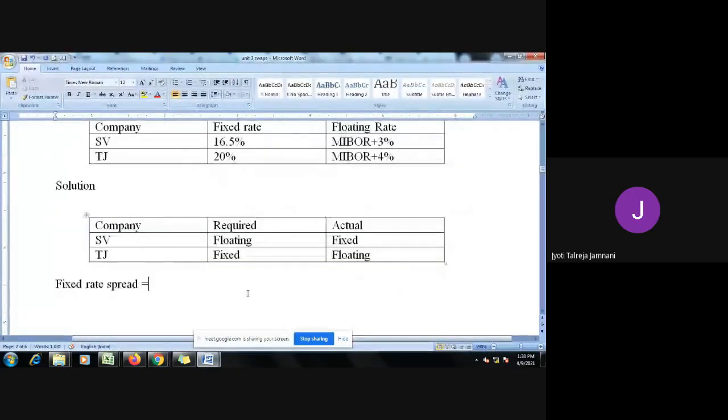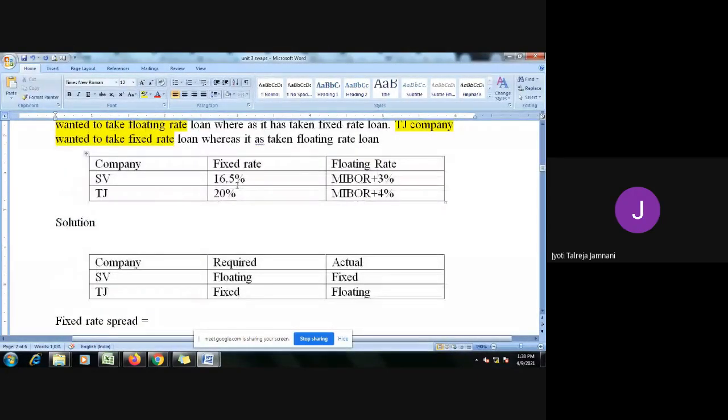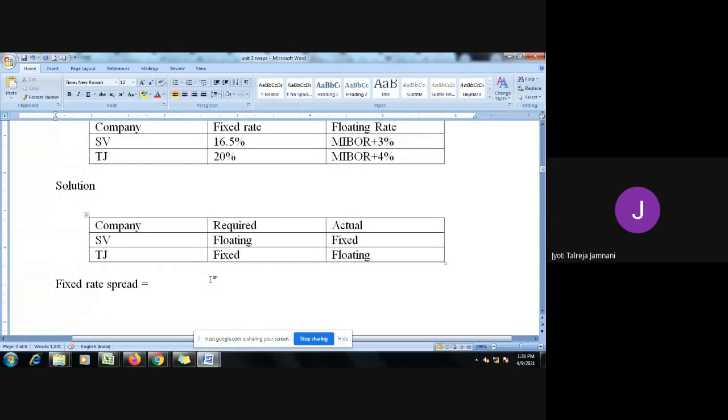So we're supposed to find the fixed rate spread. To find the fixed rate spread, we subtract the lower fixed rate from the higher one. So 20% minus 16.5%. How much do you get for the spread? 3.5%.